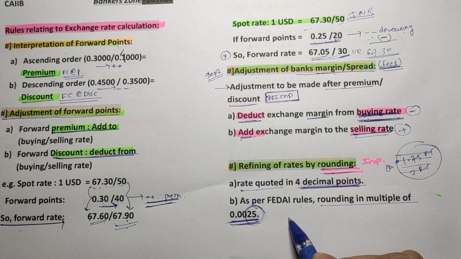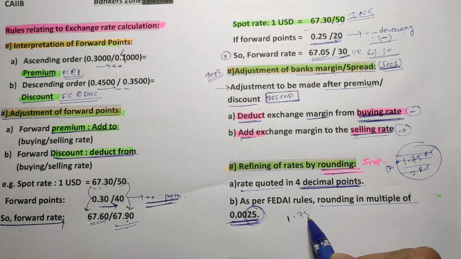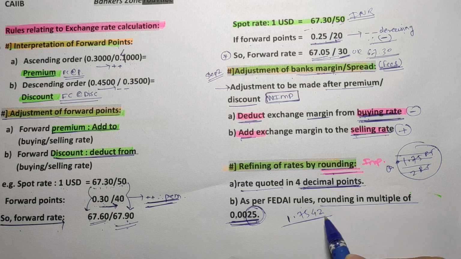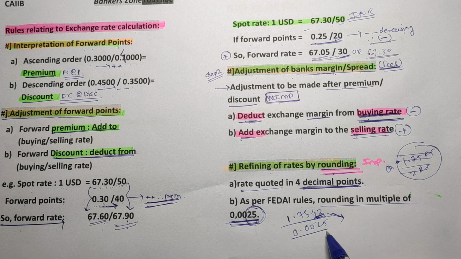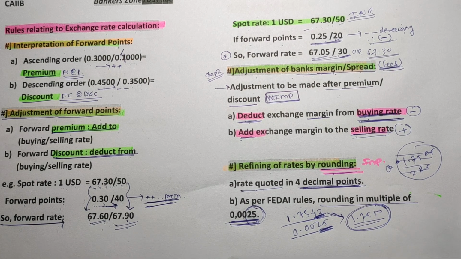For example, if they have given 0.7542, and we have to round off using multiples of 0.0025, how will we round it off? It is nearer to 50. We have to round off the last 2 digits to a multiple of 25. So 42 is nearer to 50 rather than 25. So what will we take? We will take 0.7550 as the rounded-off answer.